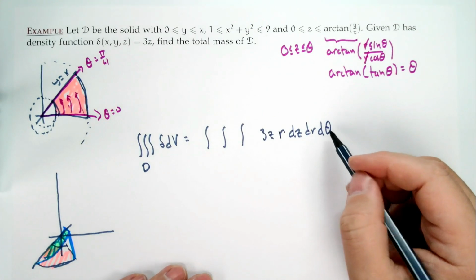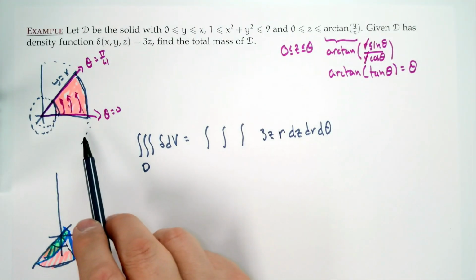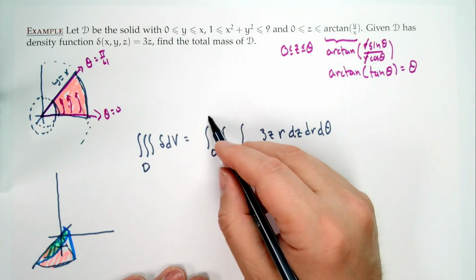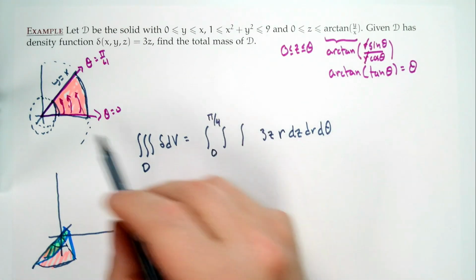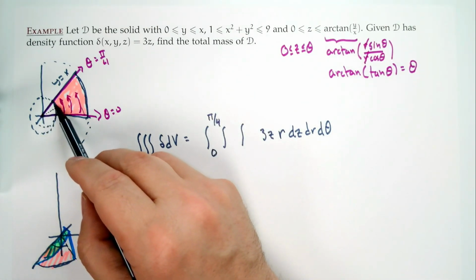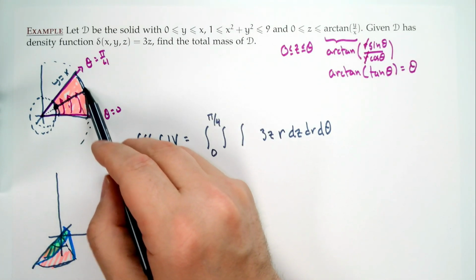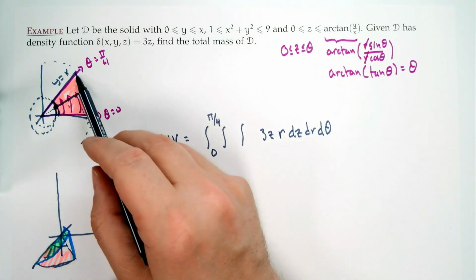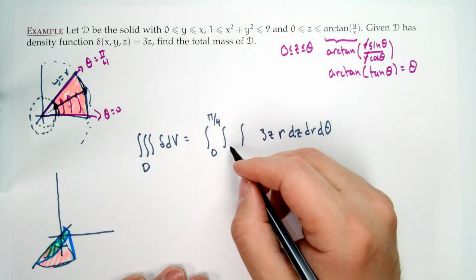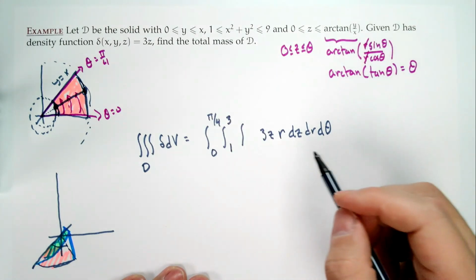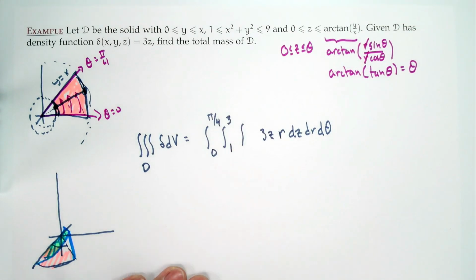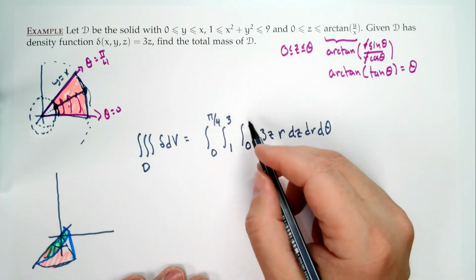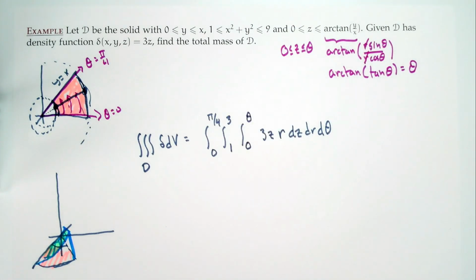Now we're ready to start talking about our bounds. Well, we can use our picture here. Theta is going from 0 to pi fourths. For r, always think about it coming from the origin. So I come out till I hit my first curve, and then I go till I hit my second curve. So I'm going to go from r equals 1, circle radius 1, to r equals 3, circle radius 3. And then my last layer, my z, is between z equals 0 and z equals theta. So 0 to theta.